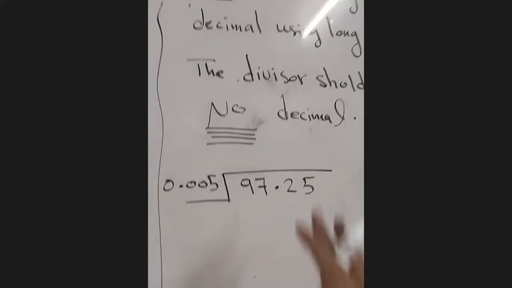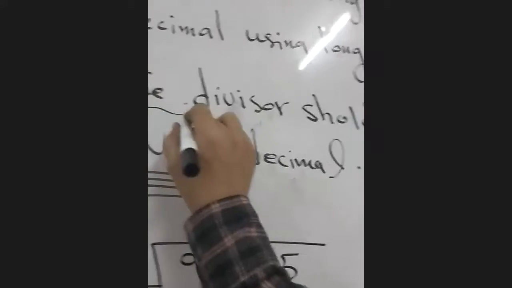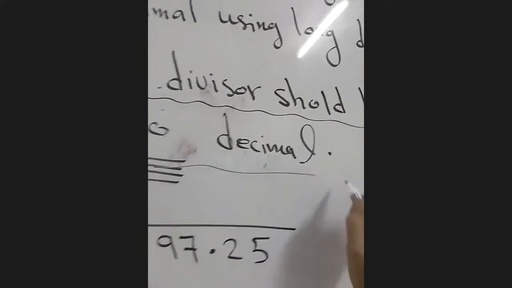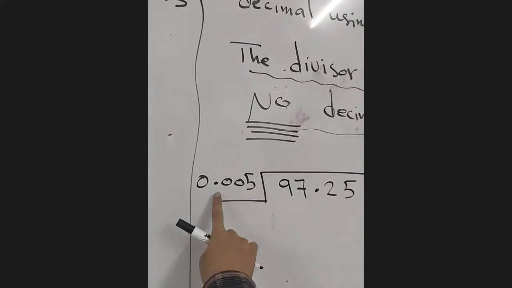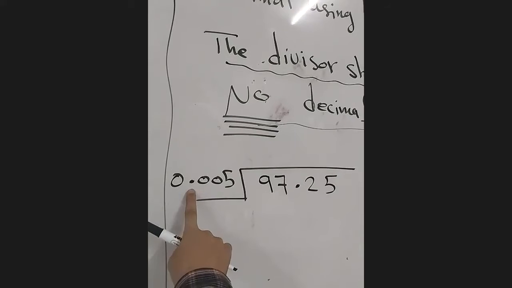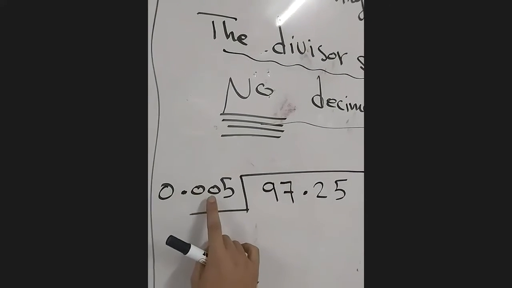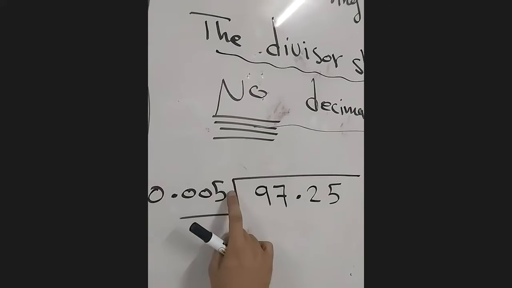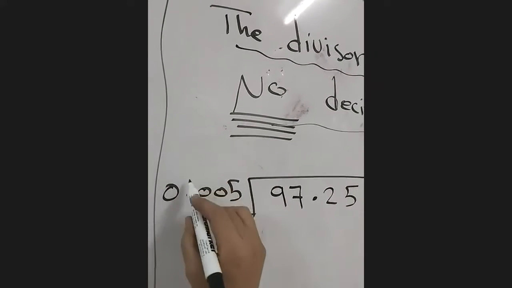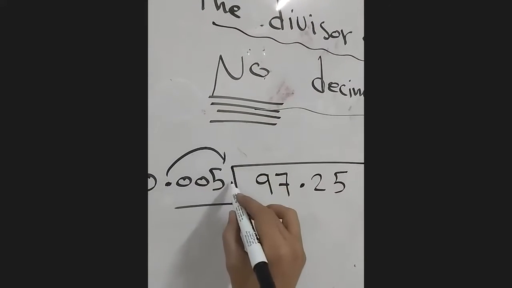Now, we said the important thing is what? That the divisor should have no decimal. I have a decimal. Now I need to push this decimal. How many digits? 1, 2, 3, to be here, right? I will push this decimal 3 digits to be here.